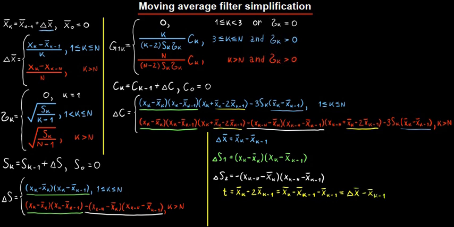Now let's define a quantity little n as the minimum between k and big N. Also, let's define a quantity f, which is equal to 0 if k is less than or equal to n, and it is equal to 1 if k is greater than n. These two quantities will help us simplify our moving average filter formulas, as we will see on the next slide.